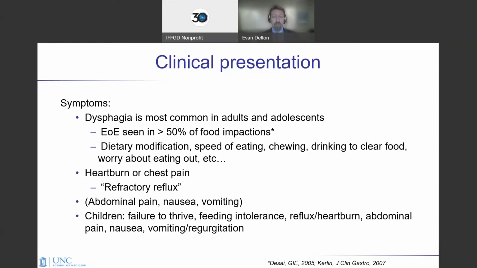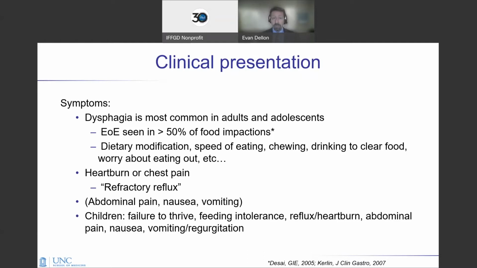But it isn't just a sensation of food sticking or choking. It can be a sensation of food going down slowly or something that's subtle where people might modify the way they eat by eating slowly, avoiding certain foods, taking small bites or chewing foods to mush, or drinking lots of liquids to help clear the food from the esophagus, or even just worrying about symptoms when they go out to eat. Some people can have heartburn or even chest pain with EOE, and this is sometimes a cause of what would be refractory reflux, reflux that isn't getting better with standard antacid treatments. And rarely in adults would you have abdominal pain, nausea, or vomiting.